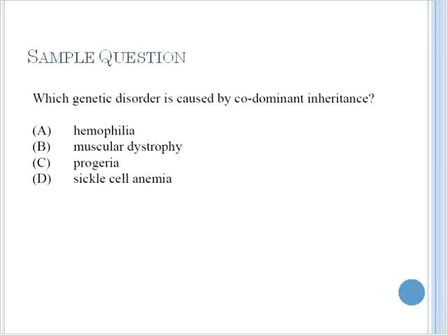Past public examinations have provided examples of questions from this material as well. This one is posed: which genetic disorder is caused by co-dominant inheritance? Your choices are muscular dystrophy, progeria, sickle cell anemia, and hemophilia. Hemophilia is a sex-linked disorder, as is muscular dystrophy. Progeria, premature aging, results from autosomal dominant inheritance. The correct answer is D, sickle cell anemia.